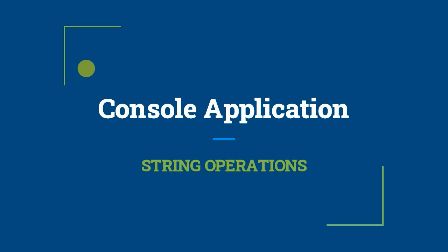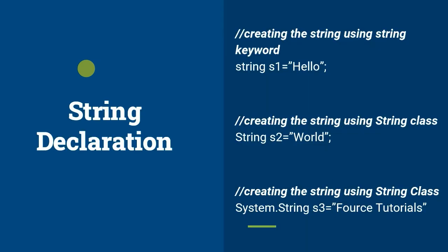First we'll look into how to go about declaring a string. There are three ways in which you can declare. The first one is declaring a string using the keyword string, wherein you can simply say string s1 is equal to whatever value you want to give to that particular string. The second one is using a class, and the third one is also using a class, but the way in which it is declared is different. Okay, so just check out how to go about it.